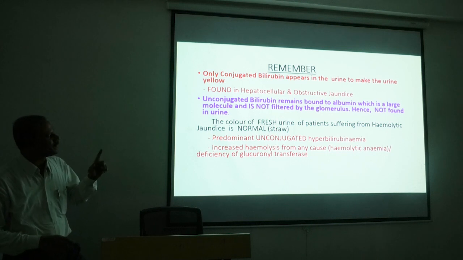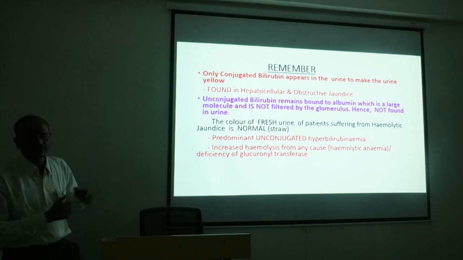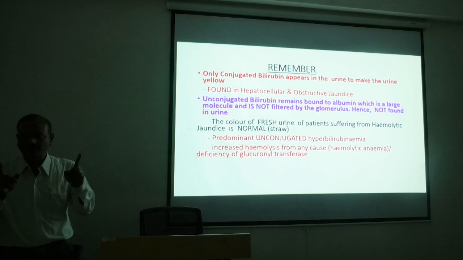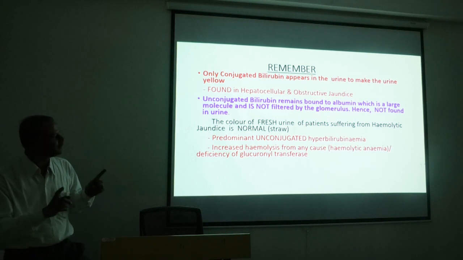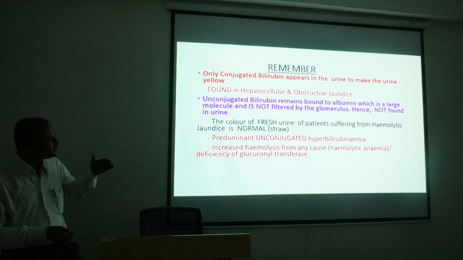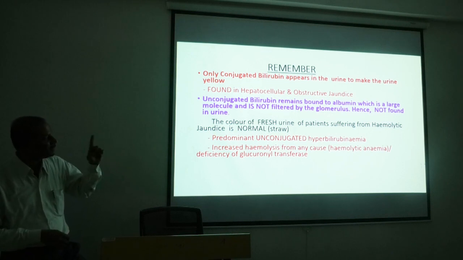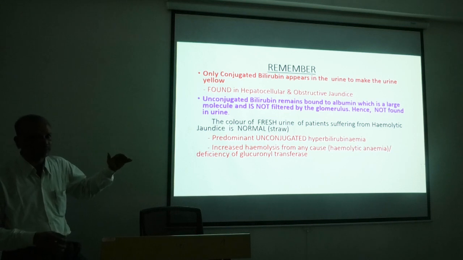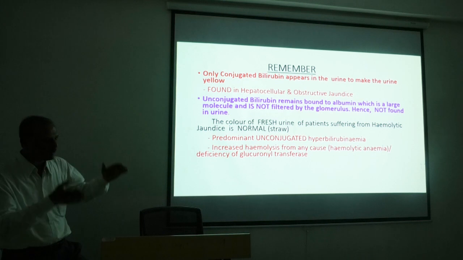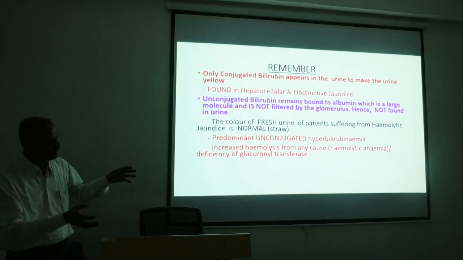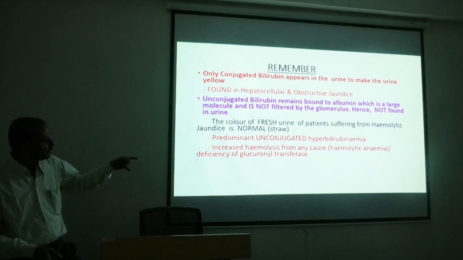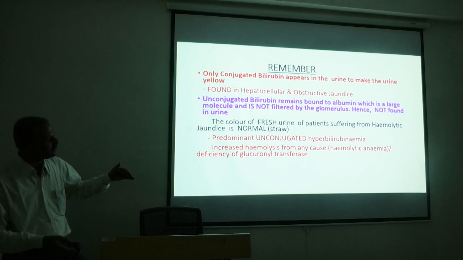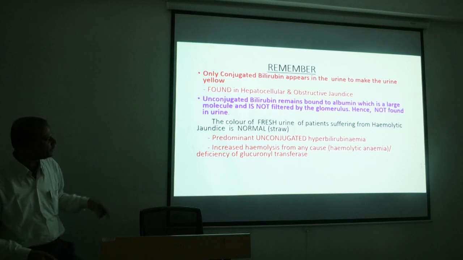Unconjugated bilirubin remains bound to albumin, which is a large molecule and is not filtered by the glomerulus. It is not found in the urine. So conjugated bilirubin is found in the urine, unconjugated bilirubin is not. Therefore, in a patient suffering from hemolytic anemia the urine color is normal, straw colored. There is a predominant unconjugated hyperbilirubinemia, and that bilirubin will not pass into the urine.